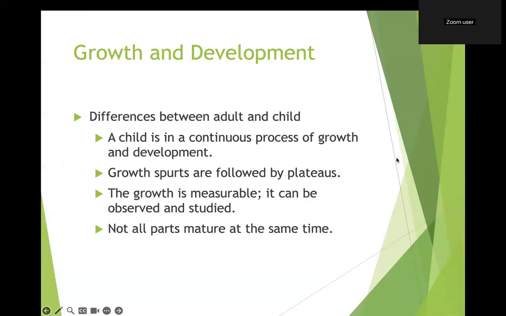So growth and development, of course, differences between the adult and child. The child is in a continuous process of growth and development. Growth spurts are often followed by plateaus. So you've all heard of a growth spurt.